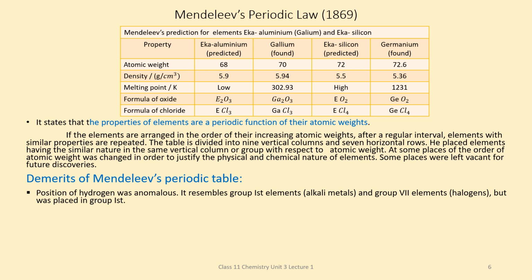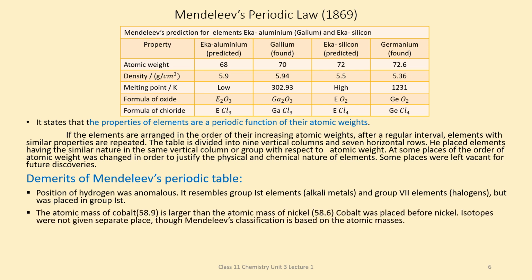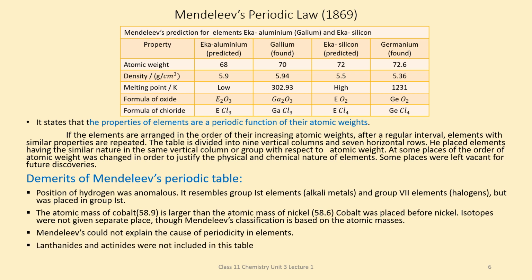It resembles group first elements like alkali metals and group 7 elements, that is halogens, but it was placed in group first only. The next anomaly was that the atomic mass of cobalt was 58.9, which is larger than the atomic mass of nickel, that is 58.6. But cobalt was placed before nickel. Similarly, isotopes were not given separate place, though Mendeleev's classification is based on atomic masses. Mendeleev could not explain the cause of periodicity in elements. Lanthanides and actinides were not included in his table.